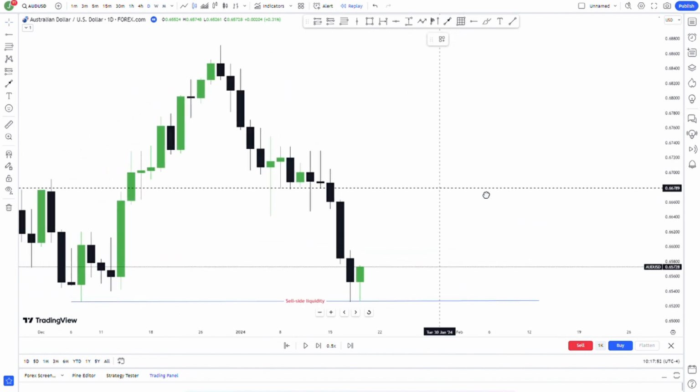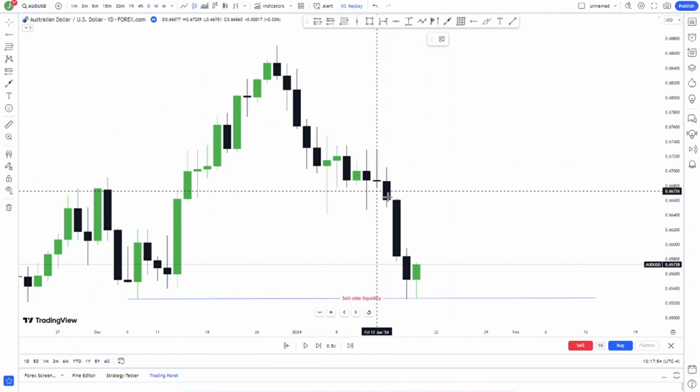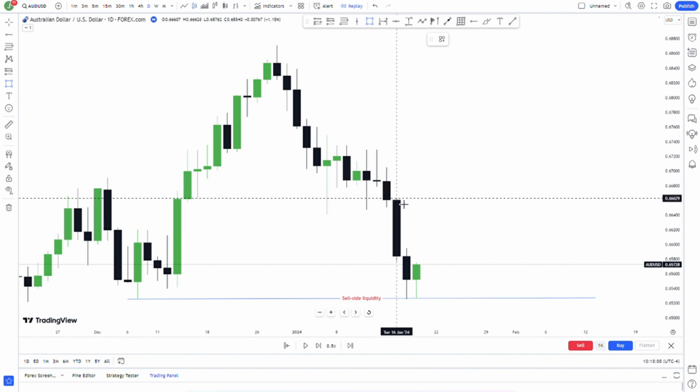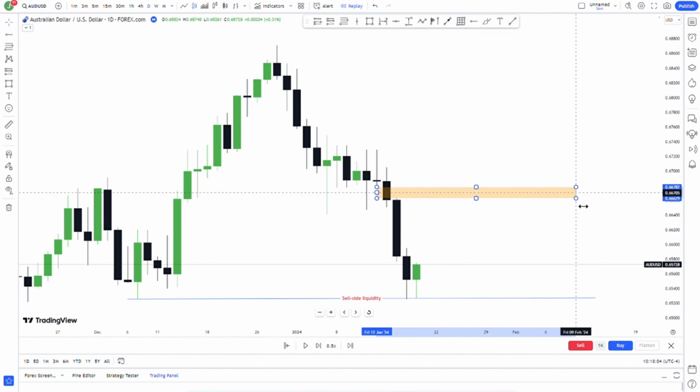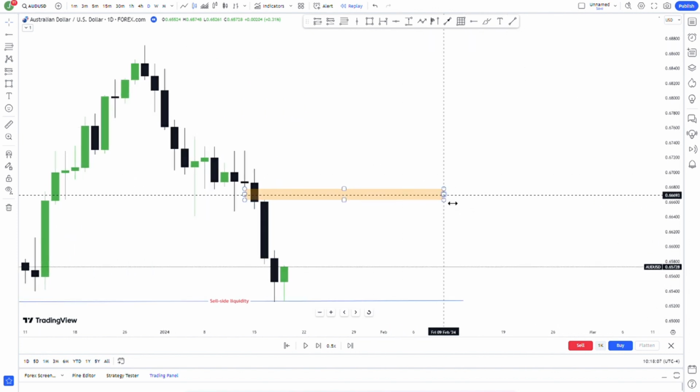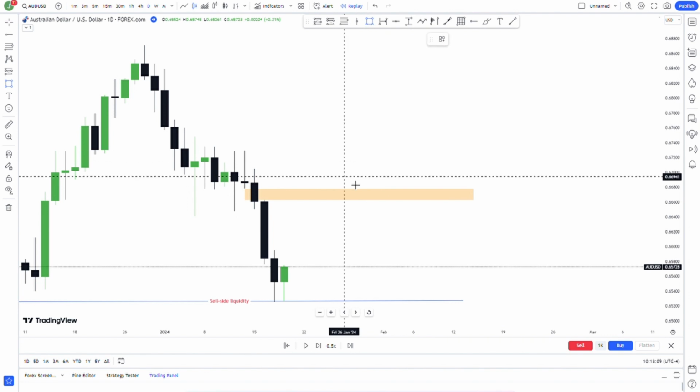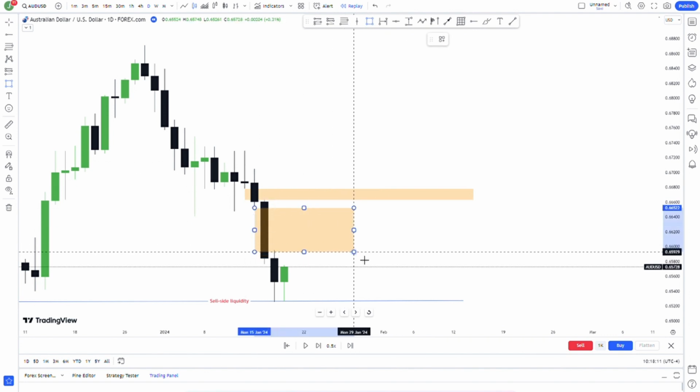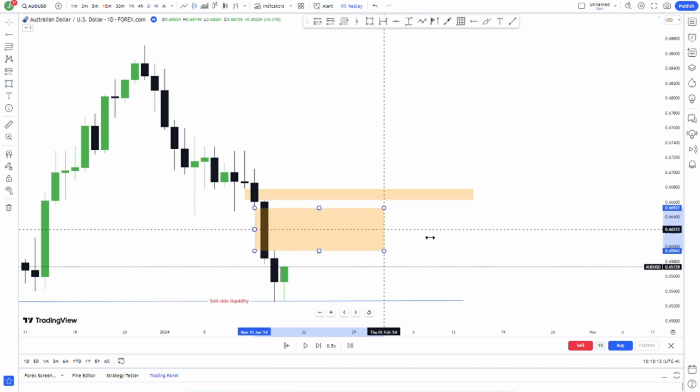Now up here we have a fair value gap. The low of this candle and the high of this candle do not converge, so therefore we have a gap in between. We would annotate that as a fair value gap. And also we have this fair value gap down here.